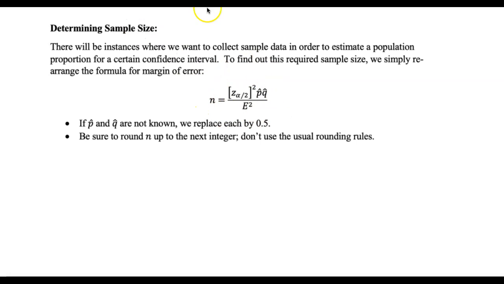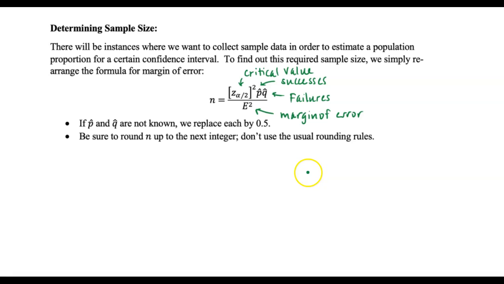And this formula for minimum sample size uses this confidence level to find this critical value that we talked about. This critical value, where p hat and q hat are the proportion of successes and q hat is the proportion of failures. And then E is this margin of error, and that's going to be squared. So there are no new variables here, we're just using them in a different way.